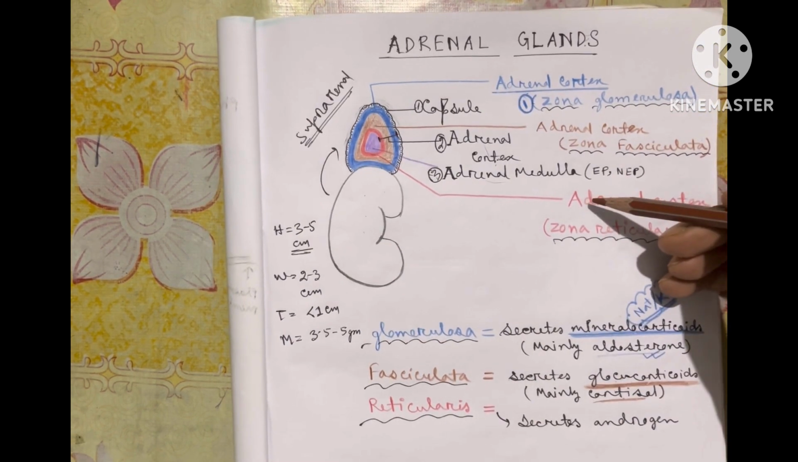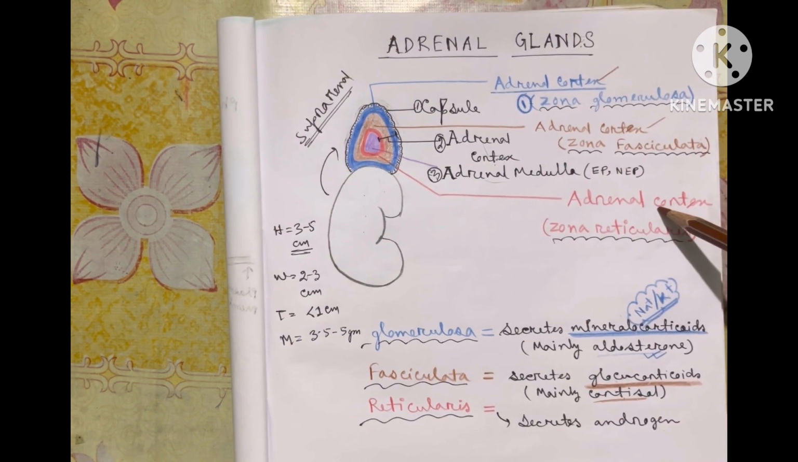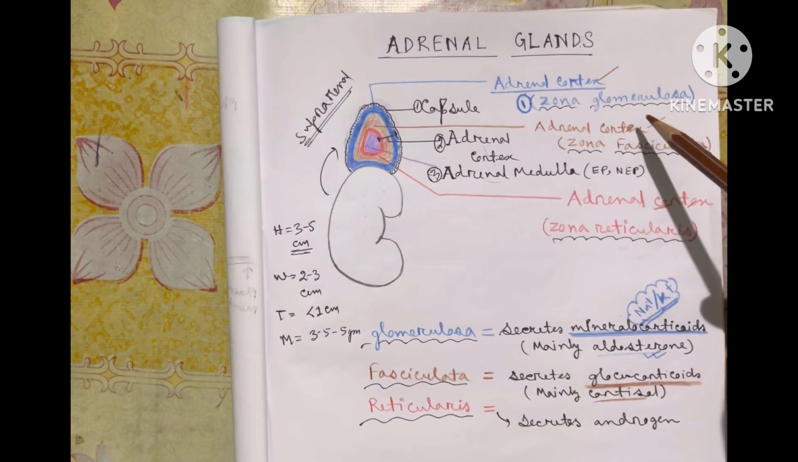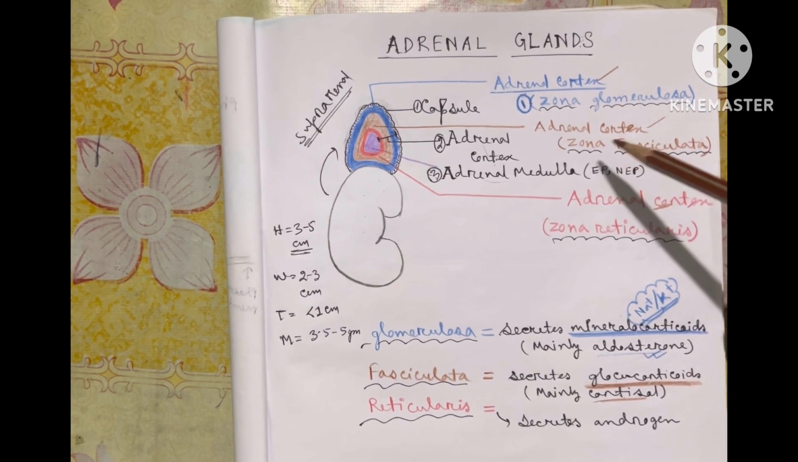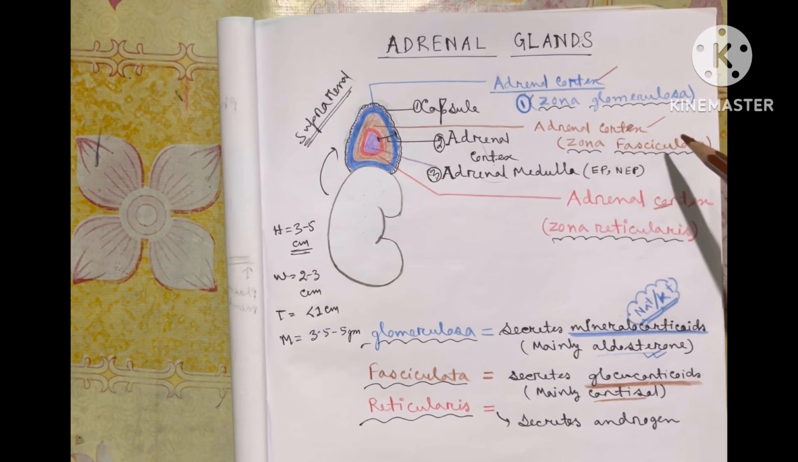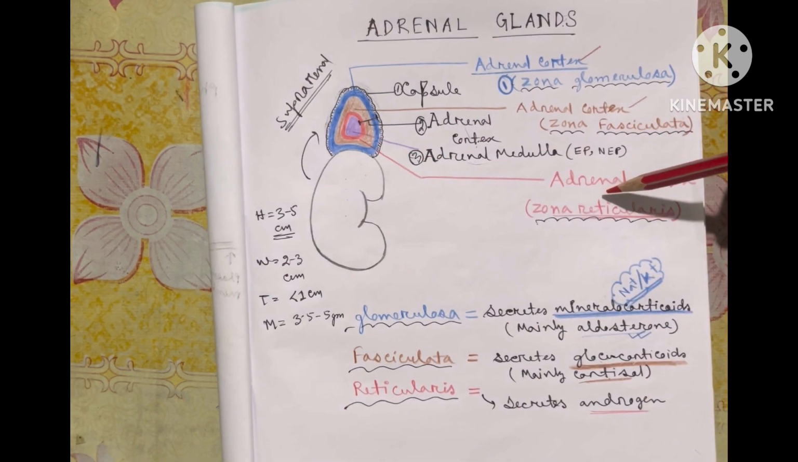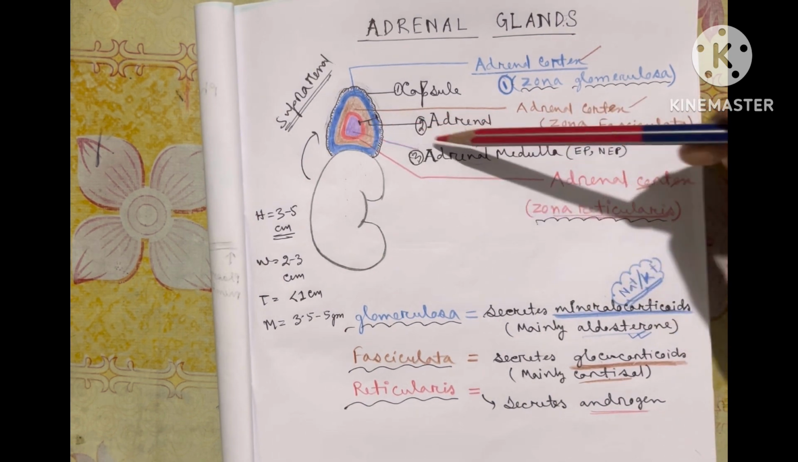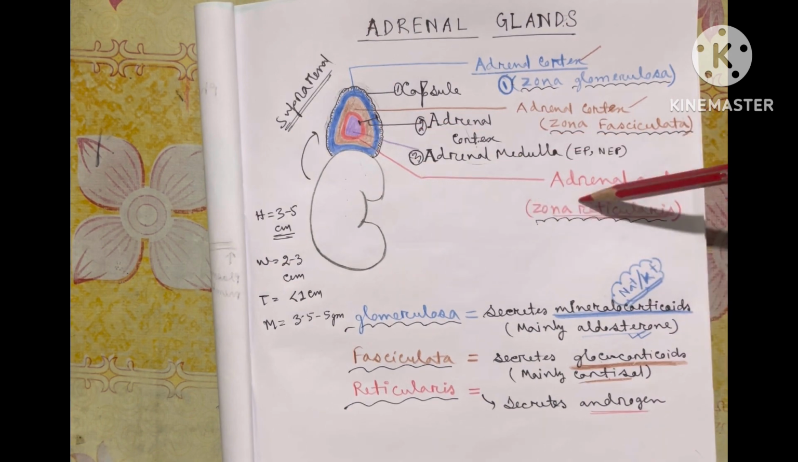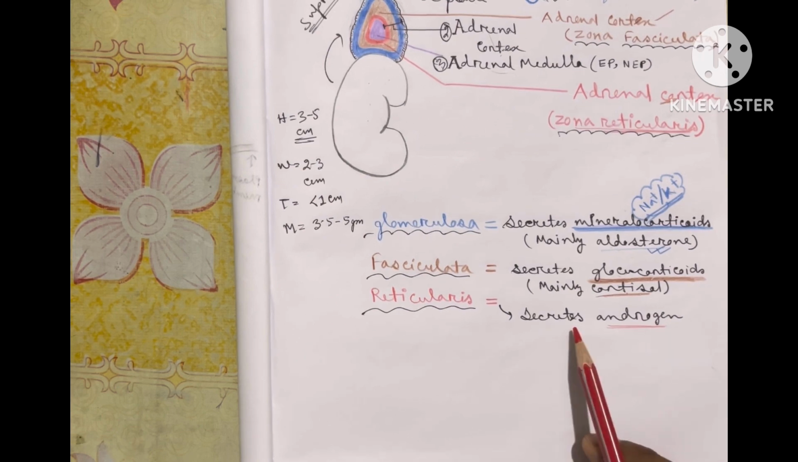Next, the most inner layer of the adrenal cortex. The adrenal cortex has three different layers, and three different types of cells are present. Number one, zona glomerulosa. Next is zona fasciculata, and the third is zona reticularis, the most inner layer. The zona reticularis layer secretes androgens.